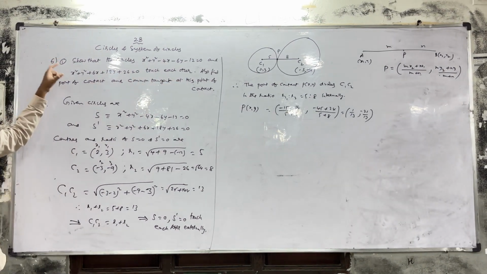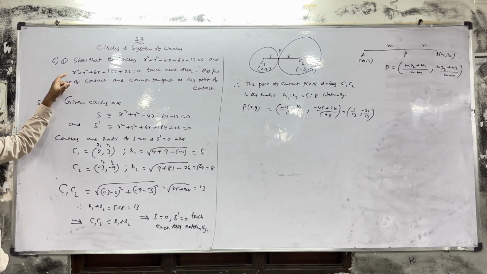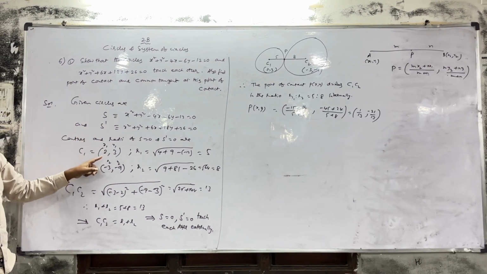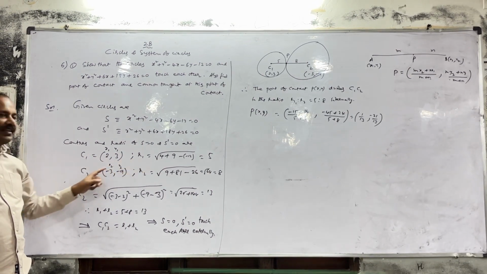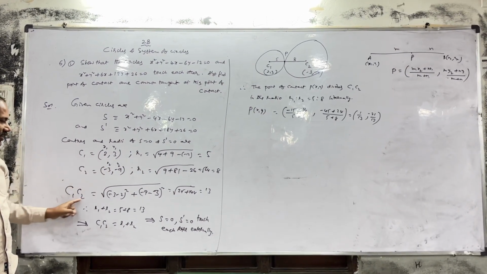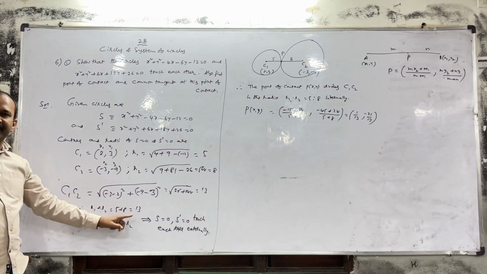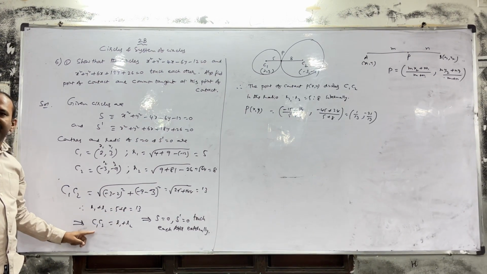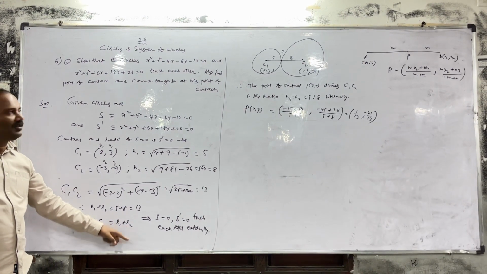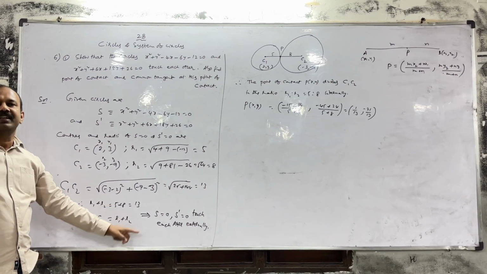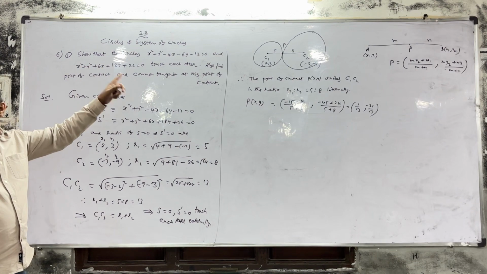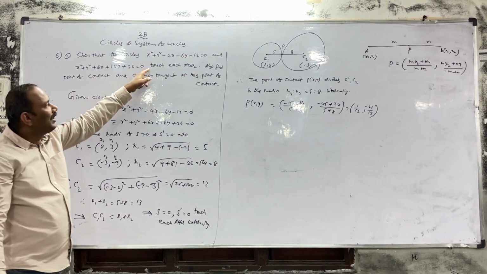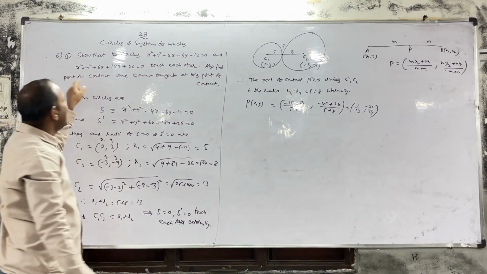For proving that, the first statement: take the first circle and second circle, the radius and center of the first circle, the radius and center of the second circle, the distance between the two centers and the sum of the radii. By using the condition C1C2 equal to R1 plus R2, the two circles are touching externally. And this part is over. Next, after that, also find the point of contact.